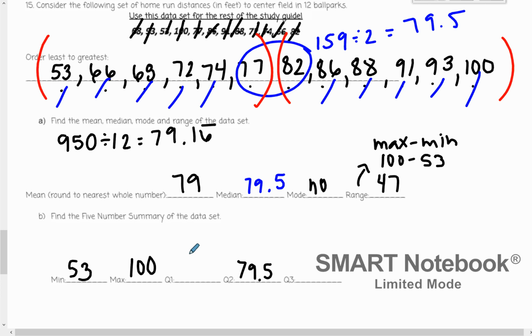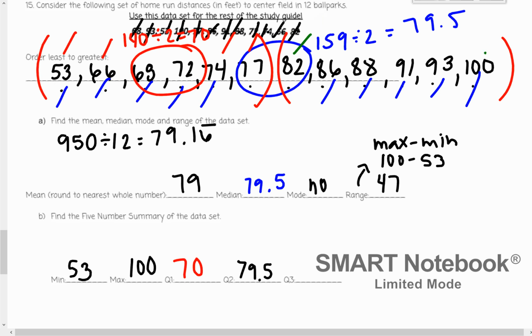Our lower group, let's find our Q1, cross off each side until we are left with one or two numbers in the middle. We have to add them up. 68 plus 72 is 140, divided by 2 is 70. Our Q1 is 70.